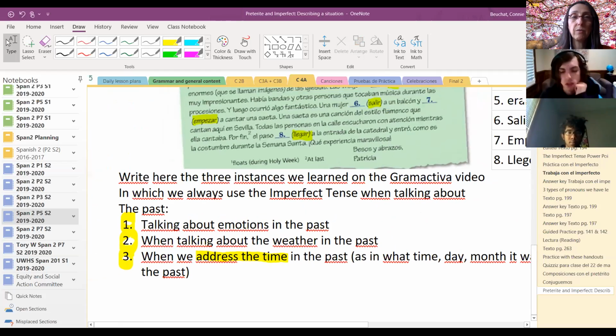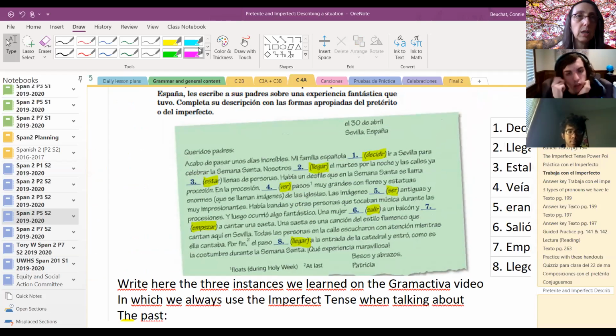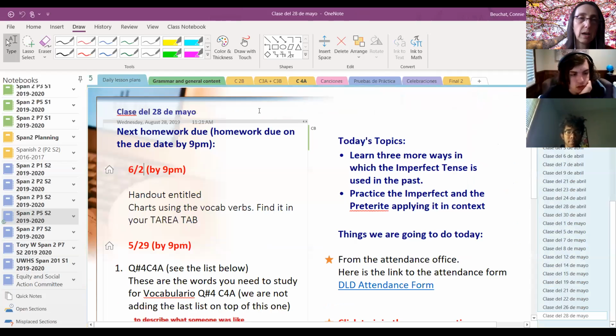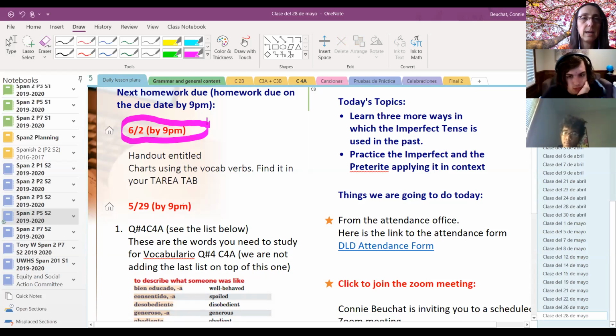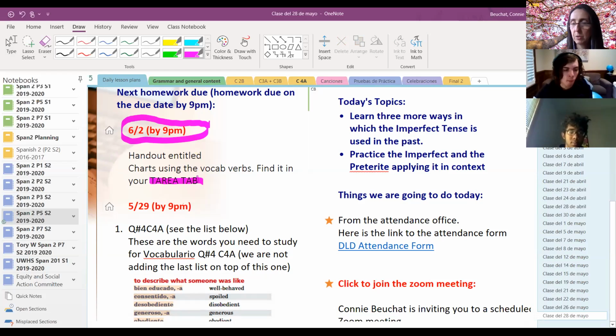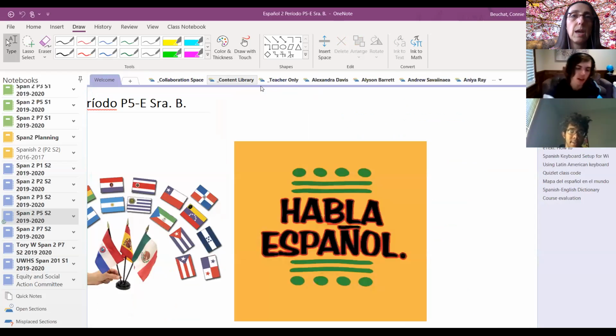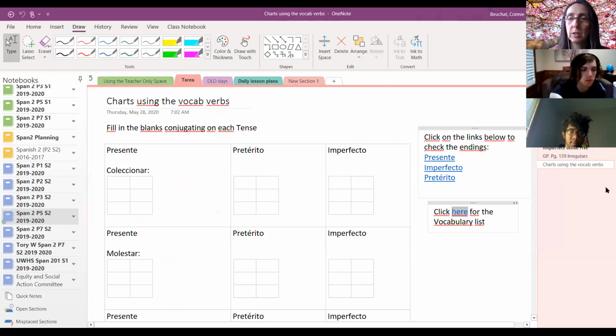So that's the end of the class for today. And I want to tell you, or you tell me, do we have homework? Yes, we do. Now the homework is due Monday. And it is found in your Tarea tab. Can you look if you have it, please? It's called Charts Using the Vocab Verbs, and find it in your Tarea tab. Tell me if you find it. Yes. Okay, let me show you really quick what it looks like.